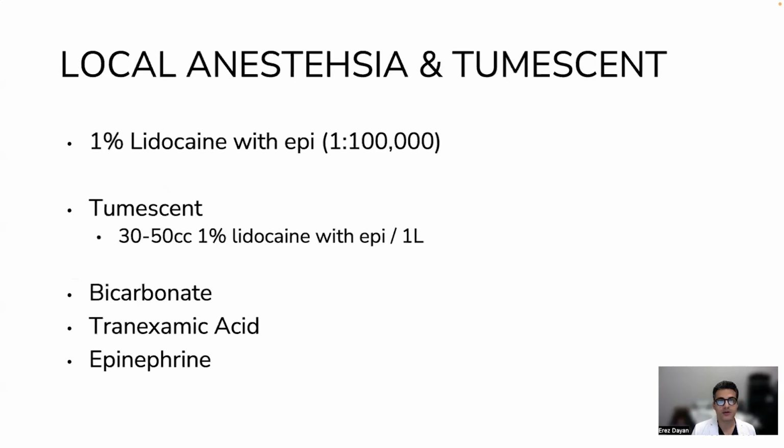So let's discuss local anesthesia and tumescent technique and how we perform that. Really, the amount of tumescent you use is critical to safety. So typically, when I'm performing a local anesthesia procedure in the face or in the body, we want to keep our concentration at 35 milligrams per kilogram or less.